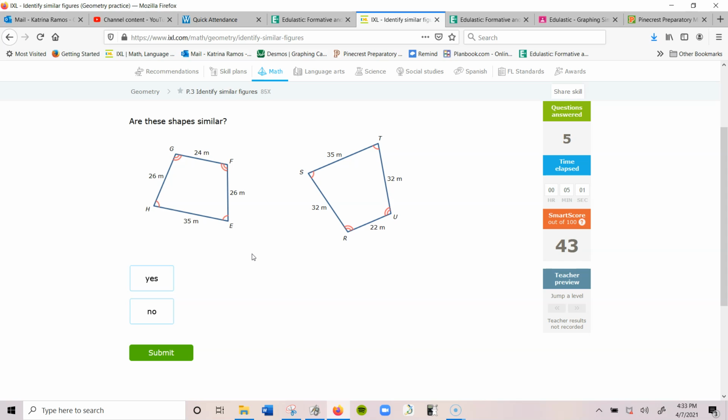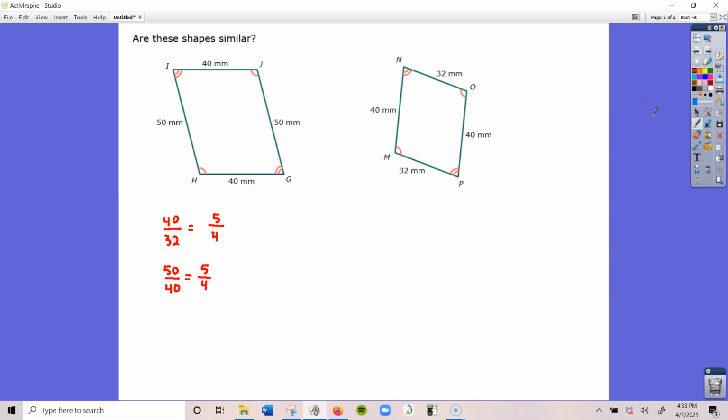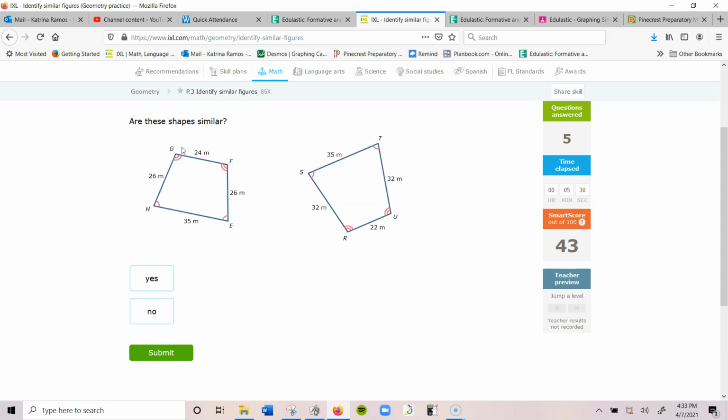Now here we have a trapezoid. We're going to have to create these ratios to see if everything matches up. Now if you just kind of do a scan, if you do 24 over the corresponding side, which is 22, I'm just going to write it here, 24 over 22 would give me, if I divide everything by 2, 12 over 11. So that's the ratio, and everything should be 12 over 11.